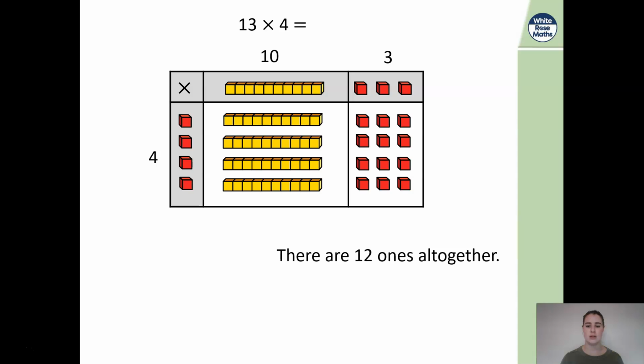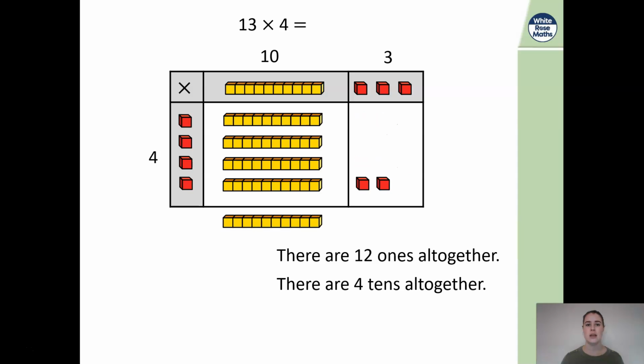Now let's consider our sentences. We have 12 ones altogether and 4 tens. Now I already know that we're going to need to do some exchanging because we cannot have more than 9 ones in one box. So we're going to need to exchange 10 of those for a 10. So here we can see that we're now left with 2 ones, and now we have 5 lots of 10. So let's change our sentence. There are 2 ones altogether and there are 5 tens altogether. So if we add those together, 50 add 2, the answer is 52.